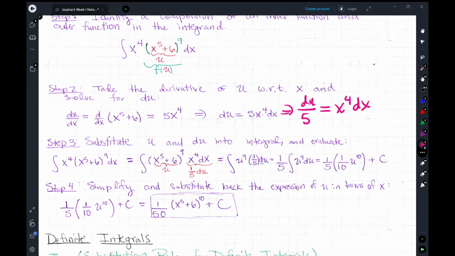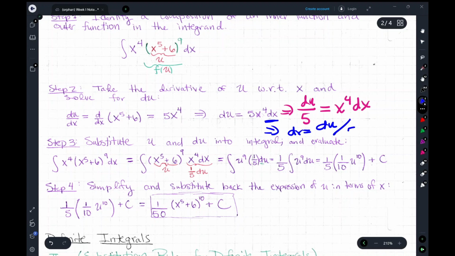Now, I'll tell you guys about another way to sort of get du into the expression. This doesn't always work, but it can be helpful if you're getting stuck with the algebra. I would say just solve for dx, right? If you solve for dx, it is equal to du divided by 5x to the 4th, okay? And then you could plug that into that expression right there for dx, and you can see that the x to the 4th will cancel, okay?